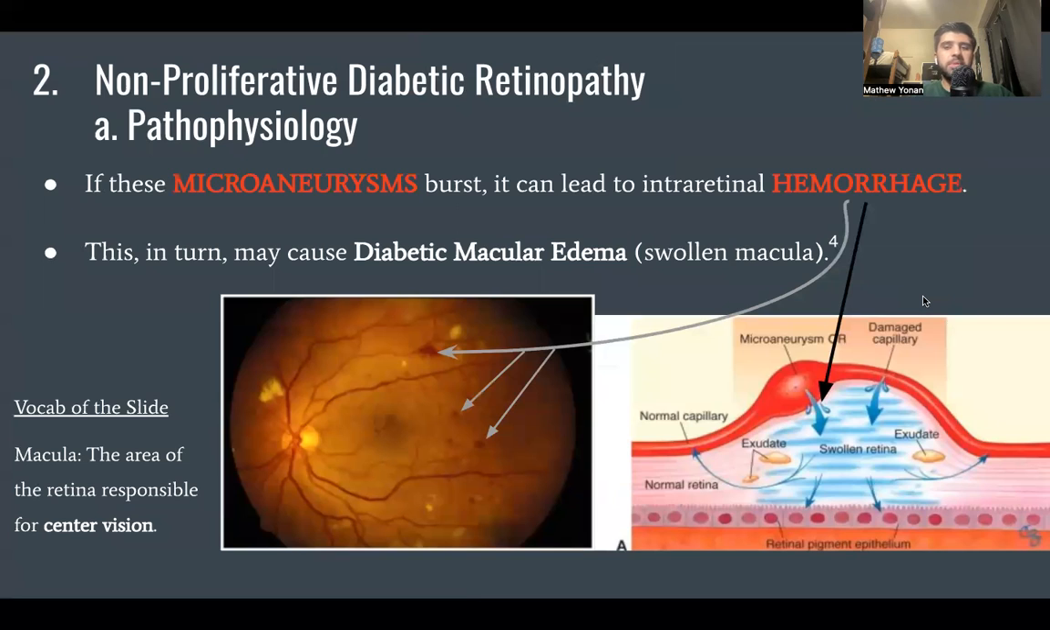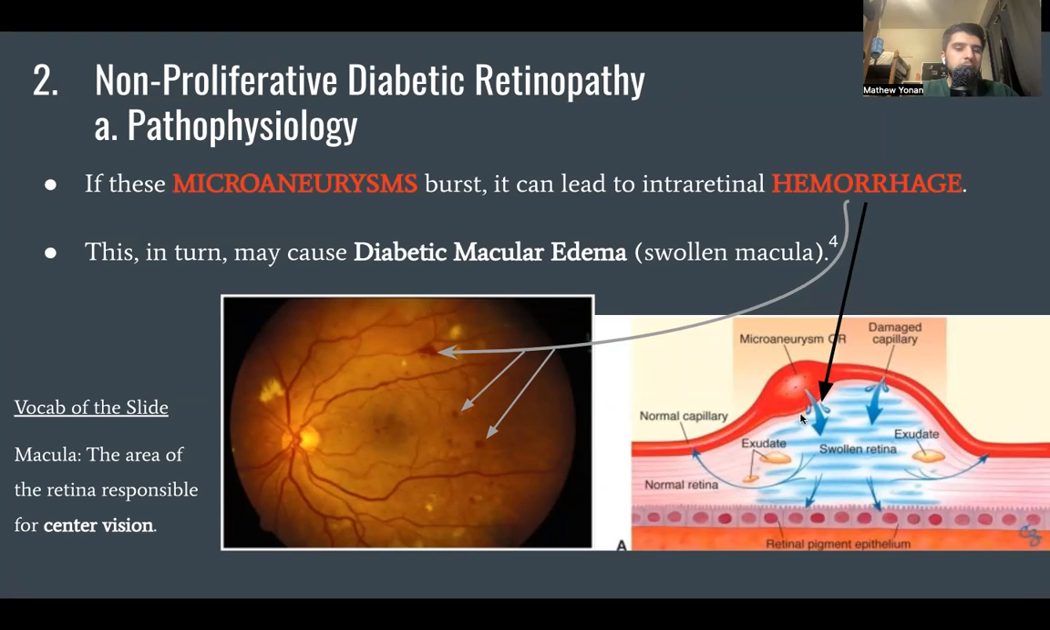So if these microaneurysms burst, it can also lead to intraretinal hemorrhage, so intraretinal bleeding, essentially. And this in turn can cause diabetic macular edema, which can cause vision loss, essentially. So over here, if we look at this conceptual slide, you can see that the microaneurysm bursts right here, and it causes the swollen retina. This doesn't necessarily happen at the macula, but if it were to happen at the macula, then it would be considered diabetic macular edema, right? We also see some exudates that are leaking out.